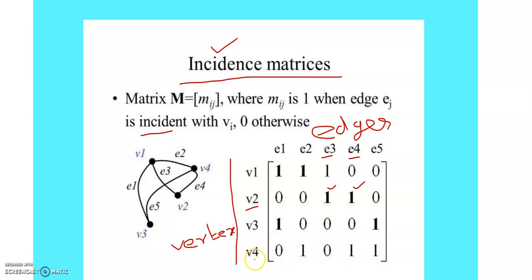Similarly you see for v4, 1 2 3 edges. For v4, this is e2, this is e5, this is e4. Okay, so e2 e4 e5, right? 1 1 1 for v4. Similarly you can complete the incidence matrix for the given graph.